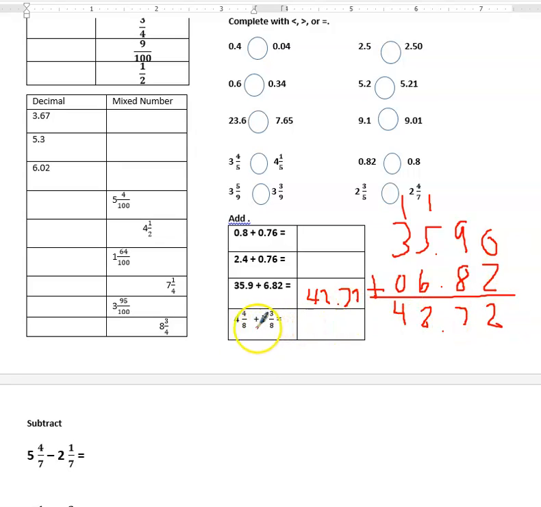Okay, then I'm adding my mixed numbers here. 4/8 plus 3/8 is 7/8. I didn't have to do any regrouping, so I can just add it. And then add my whole numbers. 4 plus 7 is 11.